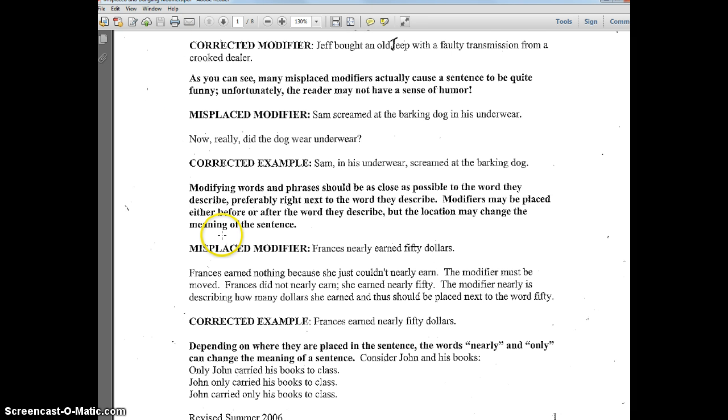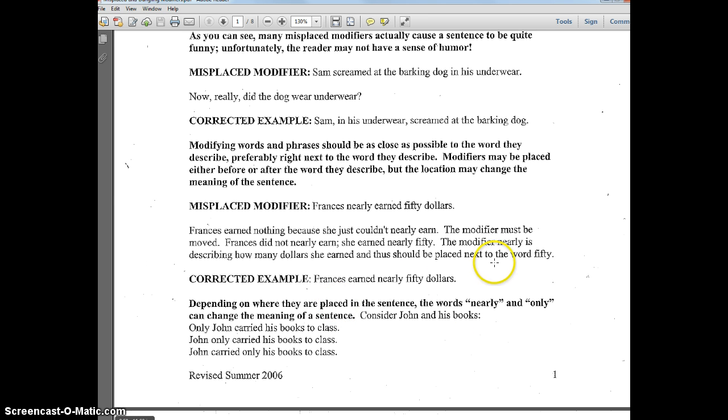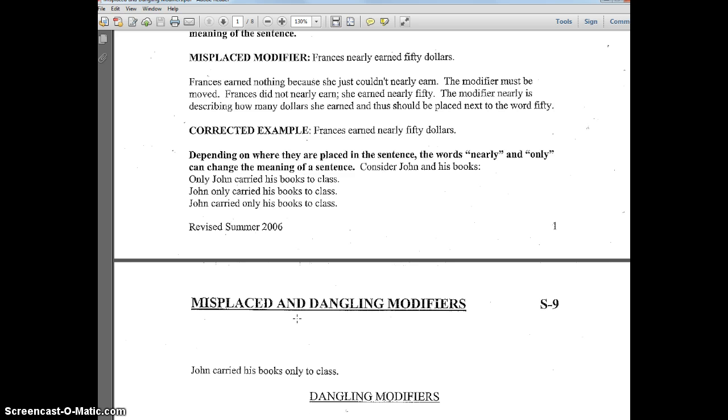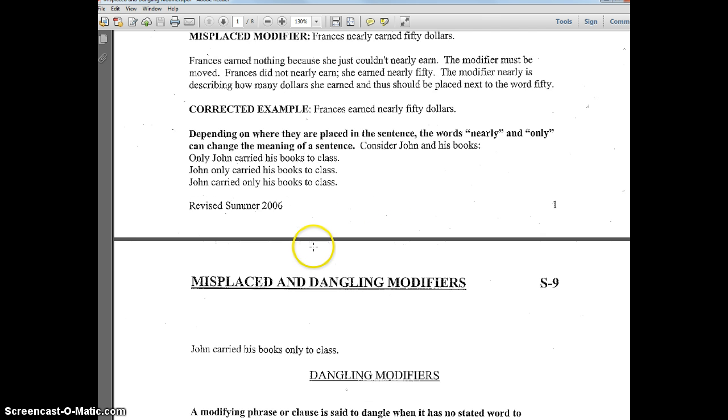If you look at this last example as well, you can see how nearly and only change the meaning of sentences. So take a look at those examples and you can see how those modifiers, only and nearly, can drastically change the meaning of a sentence.